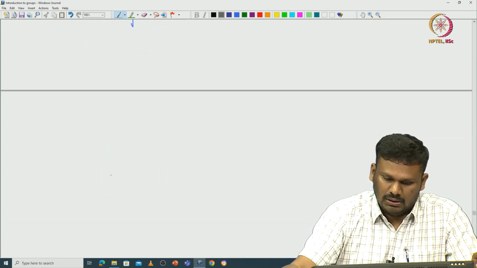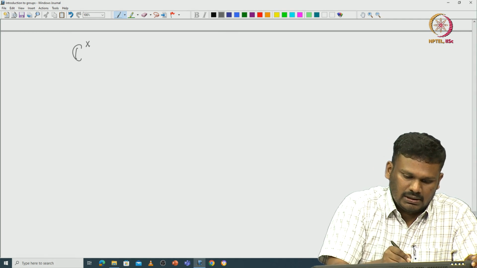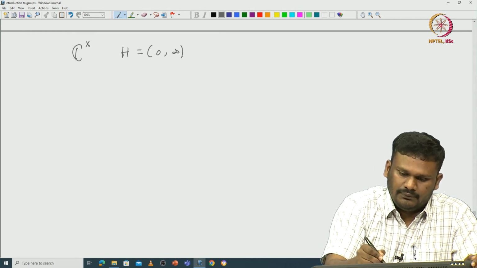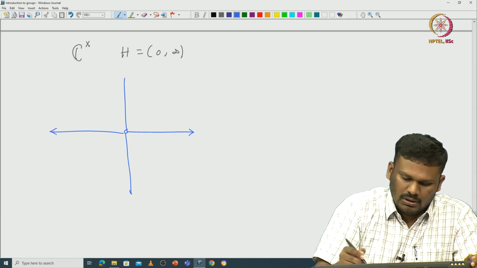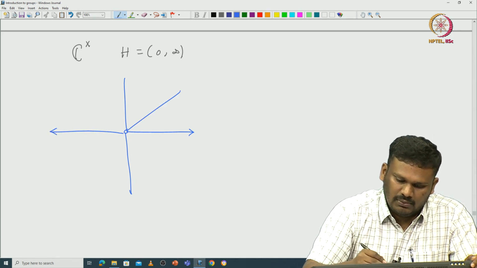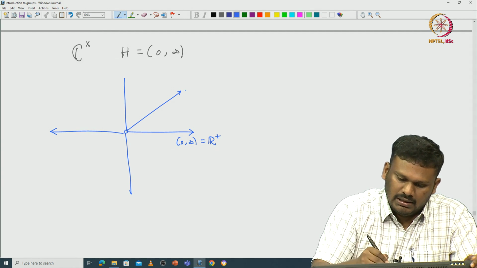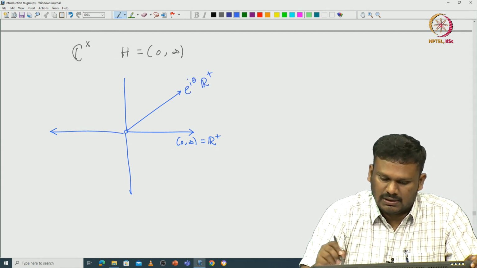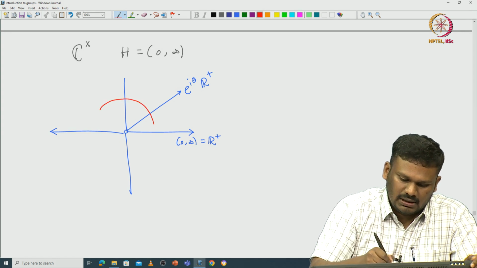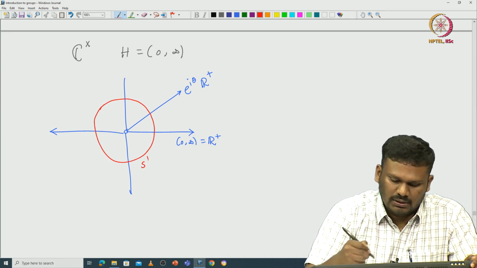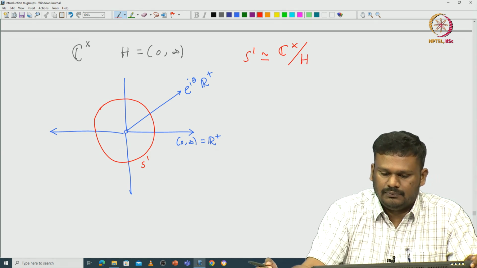I will end with one more example. Again you can take C cross and consider the subgroup to be (0, infinity). The picture looks something like this. This is the ray, your subgroup. Then the cosets are of the form like this. This (0, infinity) I denoted by R plus. Then e to the i theta times R plus will be the coset. Now if you ask me what will be the coset, for example, I can take the unit circle S1. This S1 will be in natural one-to-one correspondence with C cross mod H.